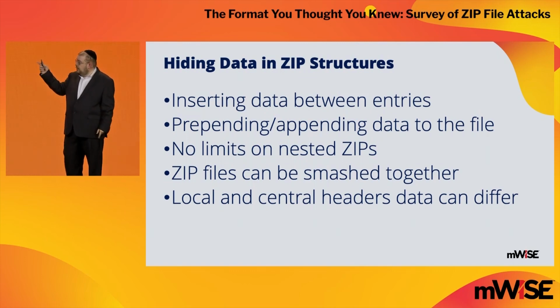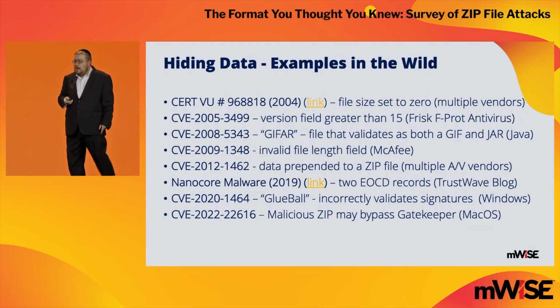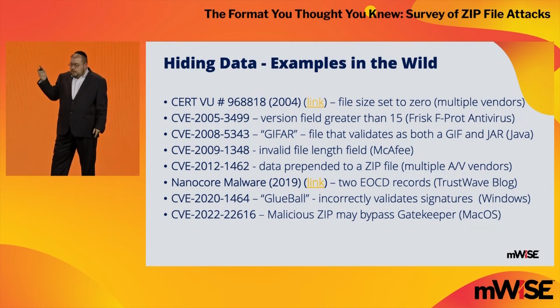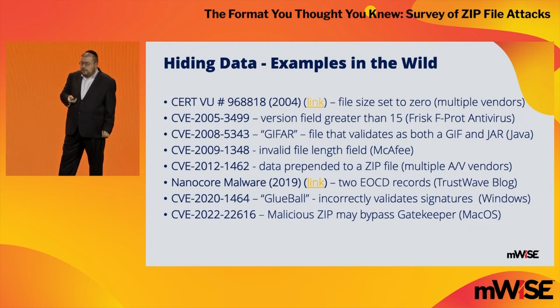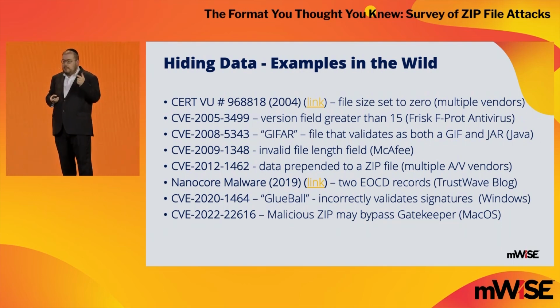So for each of these categories, I'm going to give you a couple examples from the real world. And if you look at the dates, these things are not new. The first one there is a vulnerability note from CERT. You set the file size to 0, multiple antivirus products let it go through. Second one, the version field is greater than 15. That means that the specification that PKWare provides has versions in it. You set version 100, it goes through.